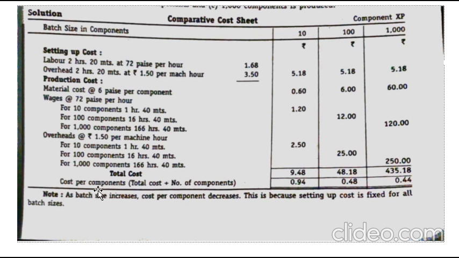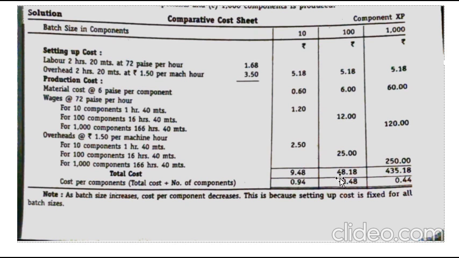So now we will find out cost per component. The formula is total cost divided by number of components. So what is your total cost for 10 components? 9.48. So 9.48 divided by number of components. How many components? 10 components. So 9.48 divided by 10 will give you 0.94.